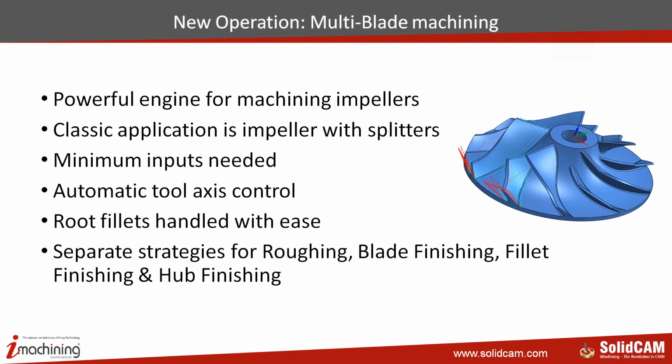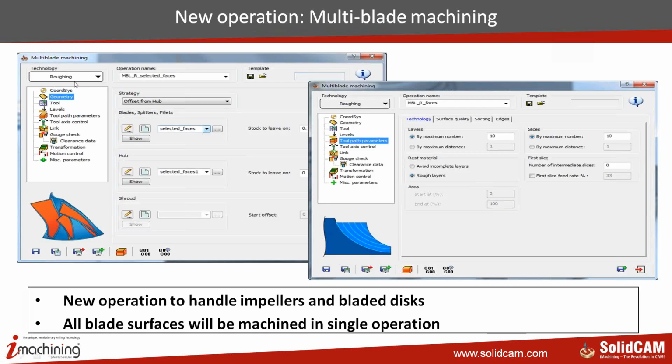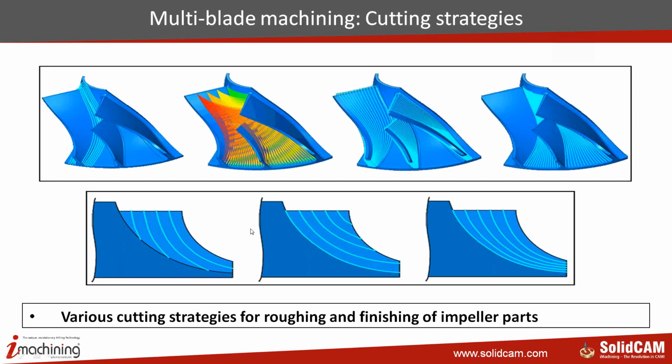First of all, we need to understand that there is a new area of technology where we define roughing, blade finishing, hub finishing, and fillet finishing. Everything can be done in a single operation, or you could have different operations for different blades. So you have the following strategies: root finishing, roughing, blade finishing, hub finishing. And for each of these strategies, you can use different cutting strategies. For example, you could have parallel to shroud, parallel to hub, or you could morph between shroud and hub.